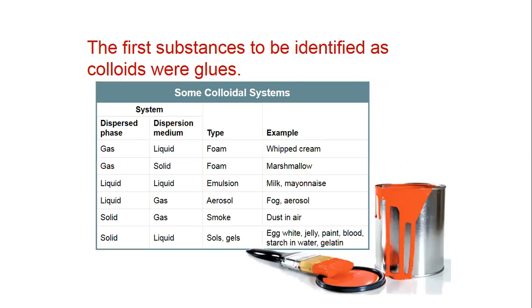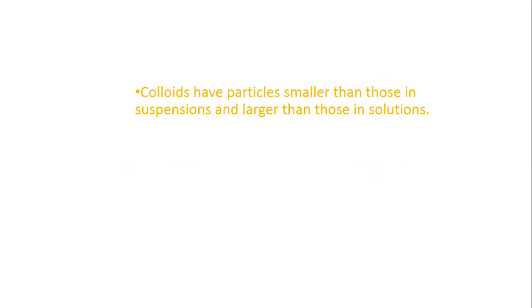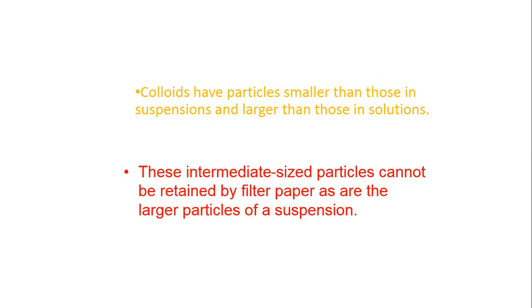The first substances to be identified as colloids were glues. Look at the glue. Colloids have particles smaller than those of a suspension and larger than those of a solution. This is a medium case. These intermediate-sized particles cannot be retained by filter paper, as are the larger particles of a suspension. They do not settle out with time.